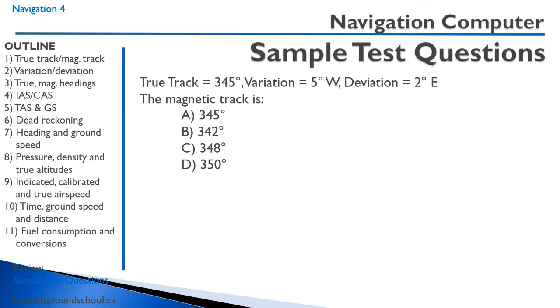Let's work through some sample test questions. Let's say the true track is 345, the variation is 5 degrees west, and the deviation is 2 degrees east. So the magnetic track is. So there's some useless information here. The deviation is useless. We didn't ask for the compass track, we asked for the magnetic. So 5 degrees west variation, so west is best, so we add 5 degrees. The correct answer, the magnetic track, will be 350 degrees.